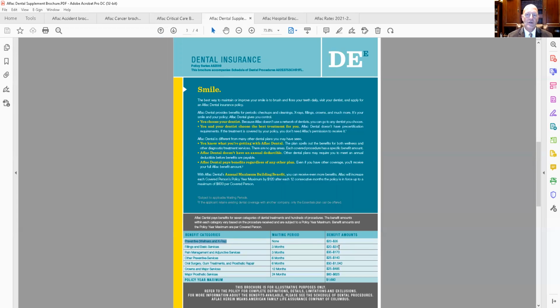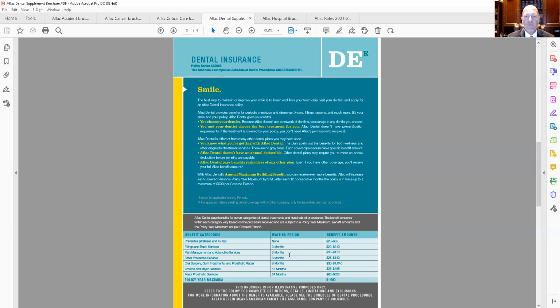Now, should the doctor, dentist say that you need to have a filling, the policy pays $310 for gold. It pays $70 to $75 for the white resin composite fillings. We do not pay for silver anymore. They're not doing silver anymore because of mercury.